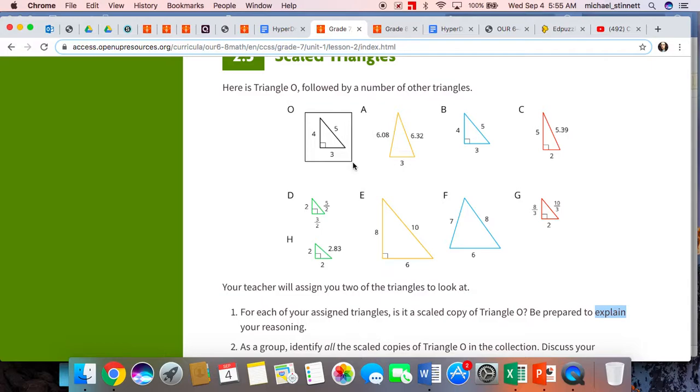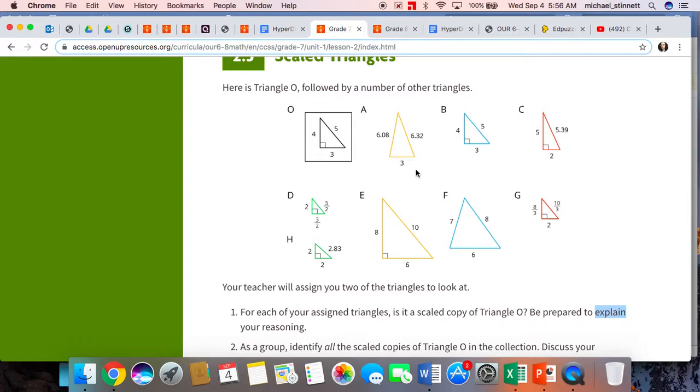So when we're talking about scale, that's how it works. Everything has to be multiplied or divided by the exact same number. So every part of this triangle is multiplied by the same number, which is 2. 3 times 2, 4 times 2, and 5 times 2. Okay? So let's look at this other one.